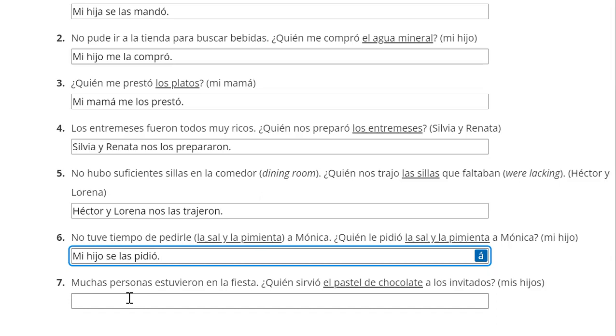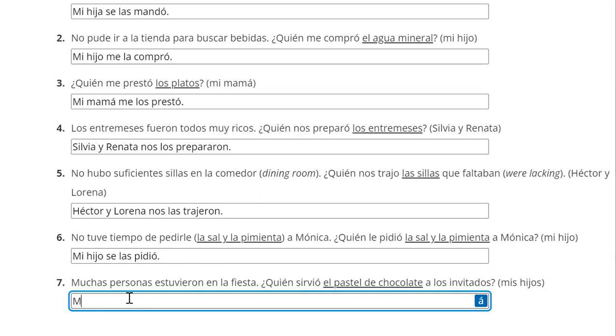All right, next up, last one. Mis hijos is going to be the response to, I see in parentheses, to what's the question? ¿Quién sirvió el pastel de chocolate a los invitados? So who served the chocolate cake to the guests? My children served it to them. So which is our direct object here? Should be el pastel de chocolate is our direct object because that's what was served. Now the answer for the indirect object, to whom was it served? It was served to the guests. So that would make it our indirect object, the guests, los invitados.